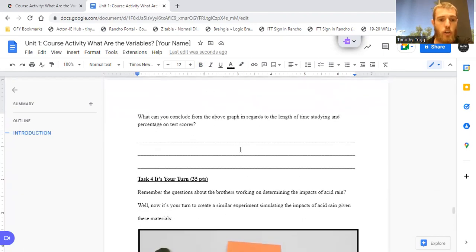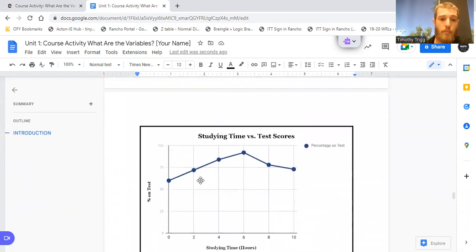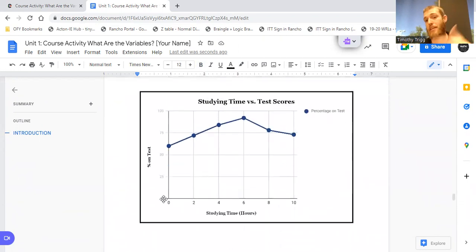Okay, what can you conclude about the graph? So when looking at this graph, we can see that for those that studied 0 hours, they did the worst. And you could see as study time increased, the score also increased up to a point, right? After you've studied for 8 hours or 10 hours, the score actually went down, which is kind of strange, but it kind of makes sense in a way, right?